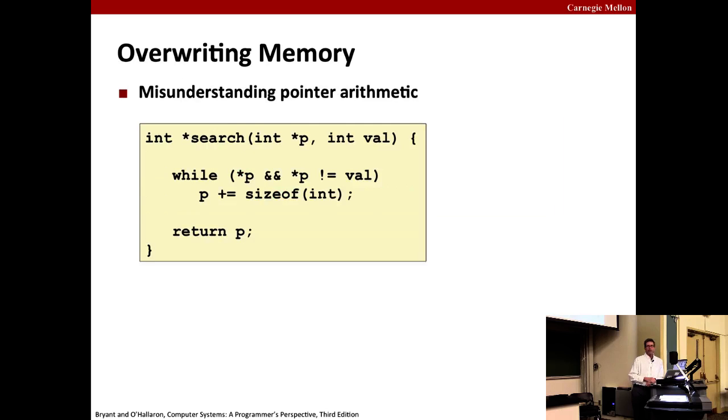Another classic mistake is misunderstanding pointer arithmetic. Right, so if you increment a pointer, it's incremented by the size of the object that pointer points to. Right, so if you increment an int star by 1, it actually increments it by 4, because that's the size of an int. That's a really important distinction. And so here p is a pointer, and the programmer assumed that he wants to increment the pointer to traverse an array. So he doesn't understand pointer arithmetic. And so to get to the next int, he increments p by size of int. Okay, this will really increment it by 16, not by 4.